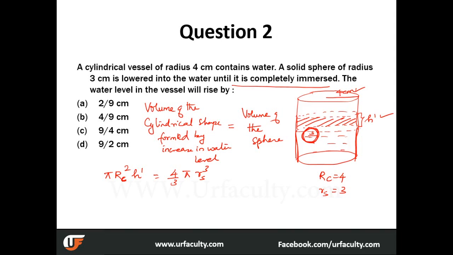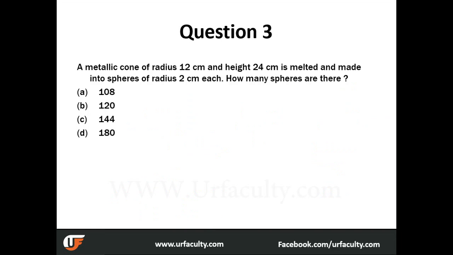So what do we do now? We just cancel this off, and then we'll just start substituting the values. 4 into 4 into h dash is equal to 4 by 3 into 3 into 3 into 3. This is 3 cube, right? So I cancel this, I cancel this. So h dash is equal to 9 by 4 centimeter. Move on to the next question.